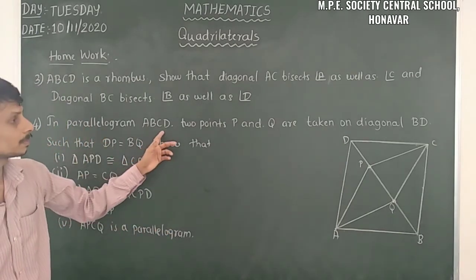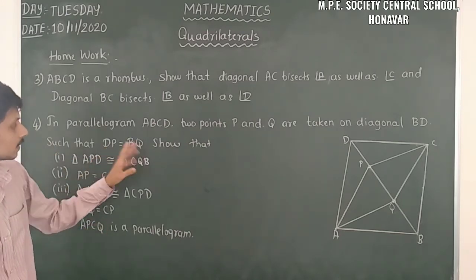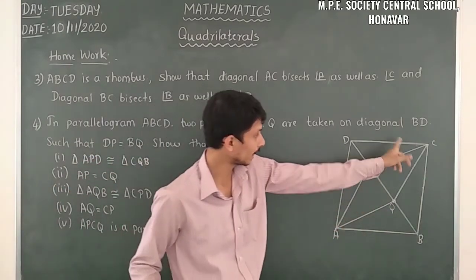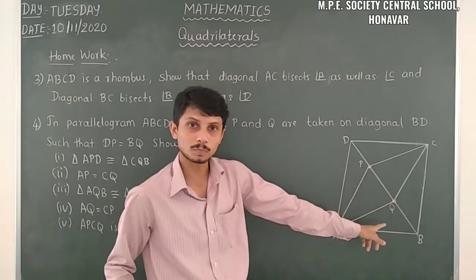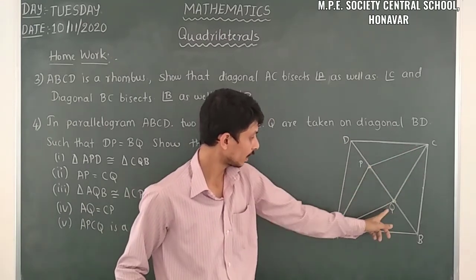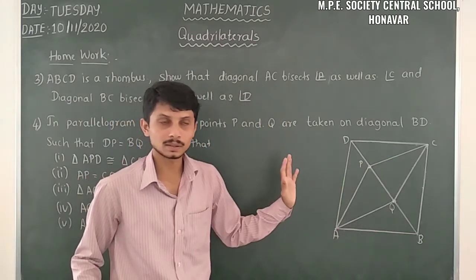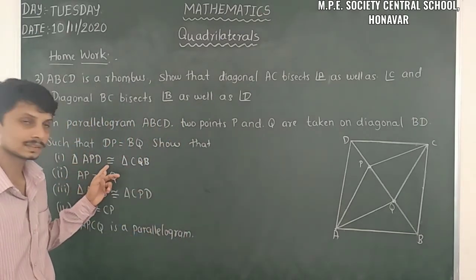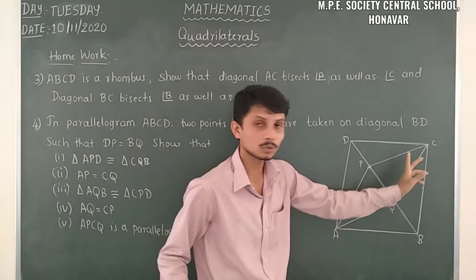Here it is a parallelogram ABCD. Two points P and Q are taken on diagonal BD such that DP is equal to PQ. So a diagonal BD is there, and on that P and Q are those two points, and then I join A and C. From the diagram, we have to prove triangle APD is congruent to triangle CQB. So these two triangles we have to prove congruent first.